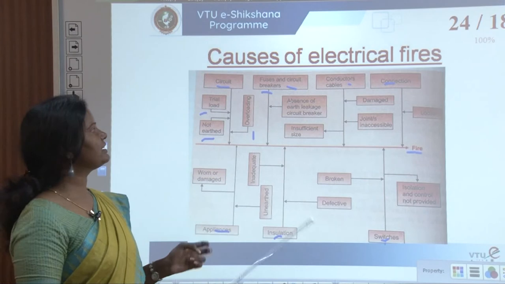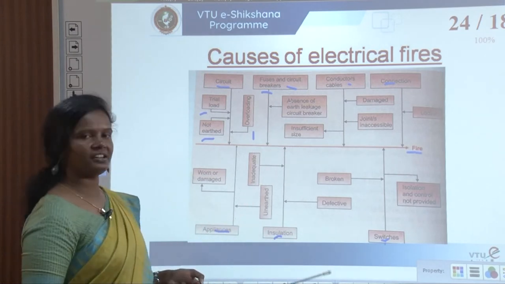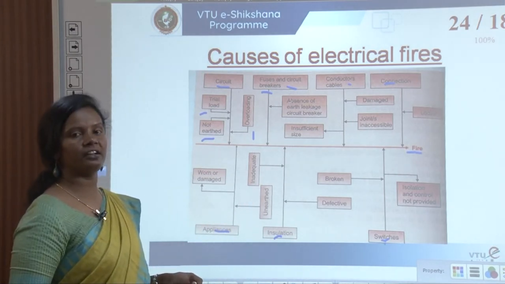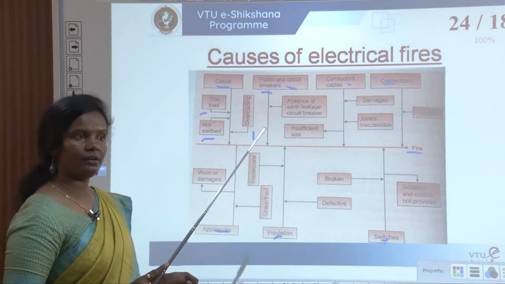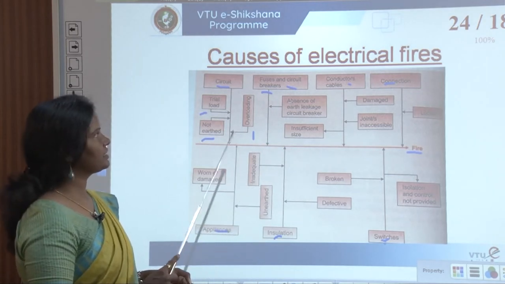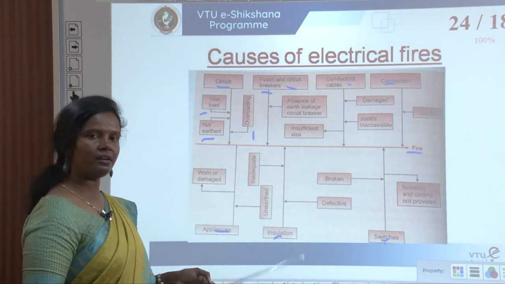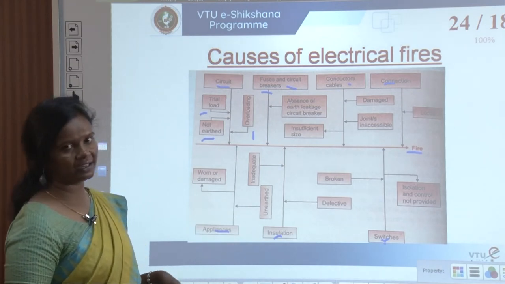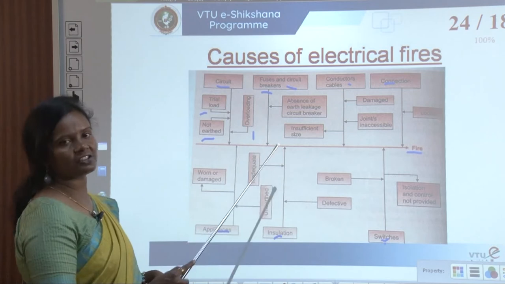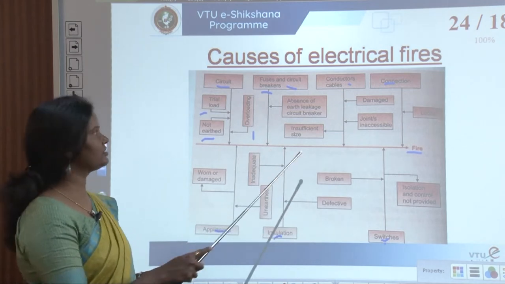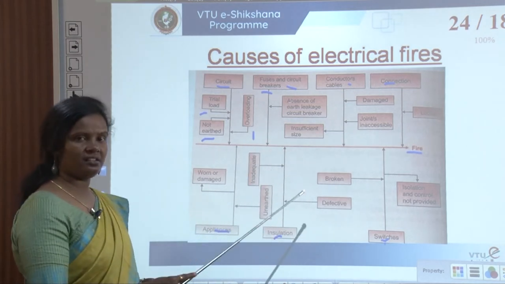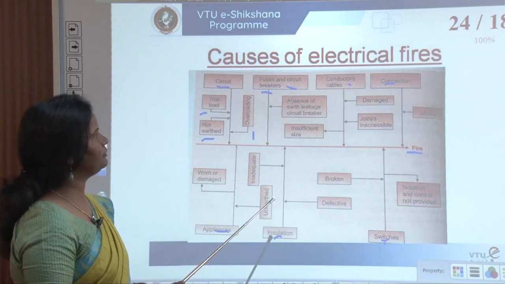If there is an absence of earth leakage when it cuts off the circuit, the electricity from the appliances has to reach the ground. So earthing has to be done for all the appliances. If that is absent, then there is a chance of electrical fire.